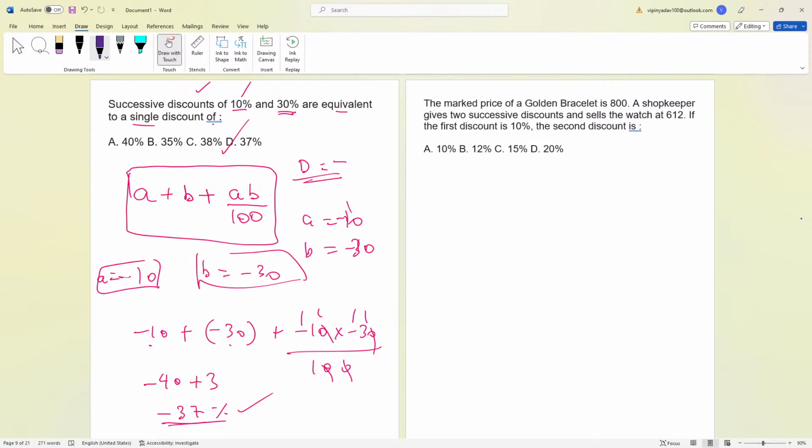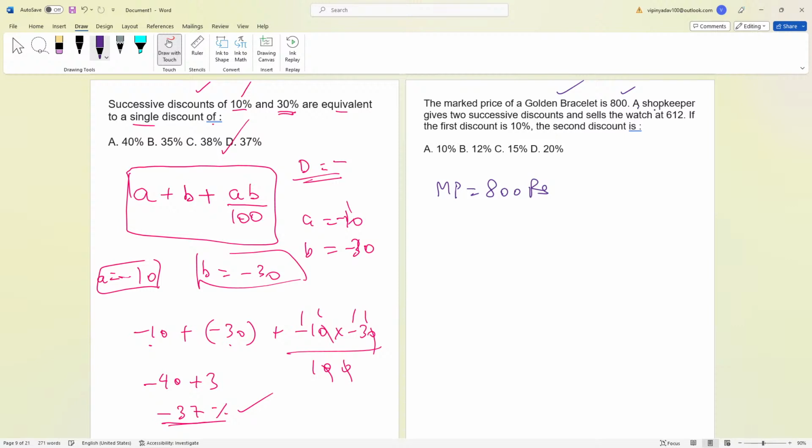Okay, 10 seconds. Cool. All of you tried your level best over here. Now we have a gold bracelet. The question says 800 rupees is the marked price. The marked price over here is given as 800 rupees. Let us now consider this.